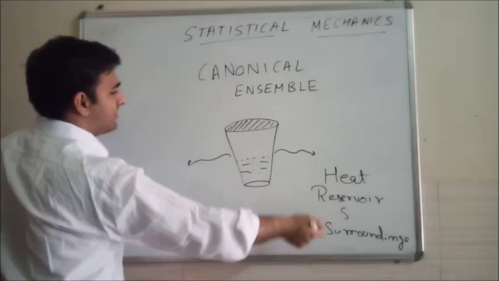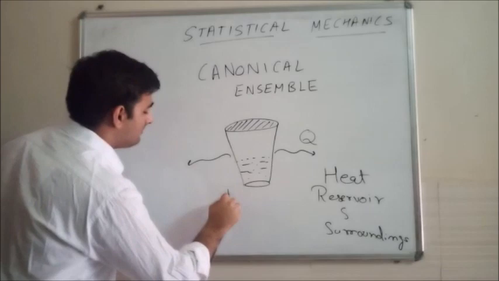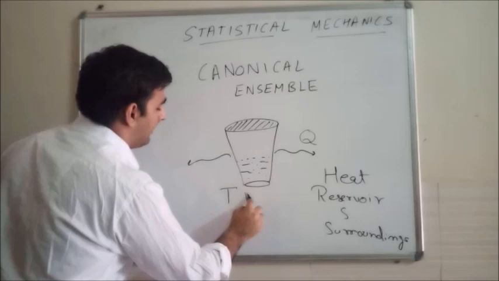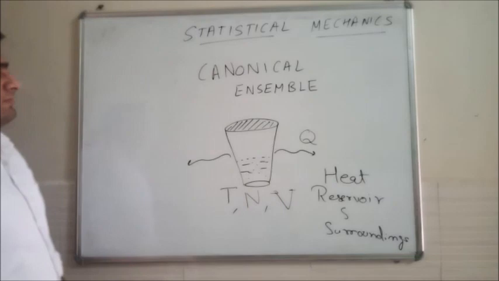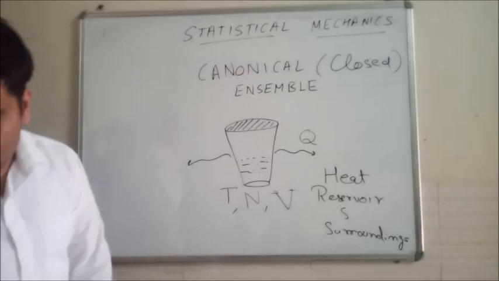When thermodynamic equilibrium is reached, it has a certain temperature. And since the number of particles is not allowed to change, it has a value of N. And the volume is constant, it has a value of V. So that's the canonical ensemble. In thermodynamic language, we can call it a closed system. So the next ensemble is the grand canonical ensemble.